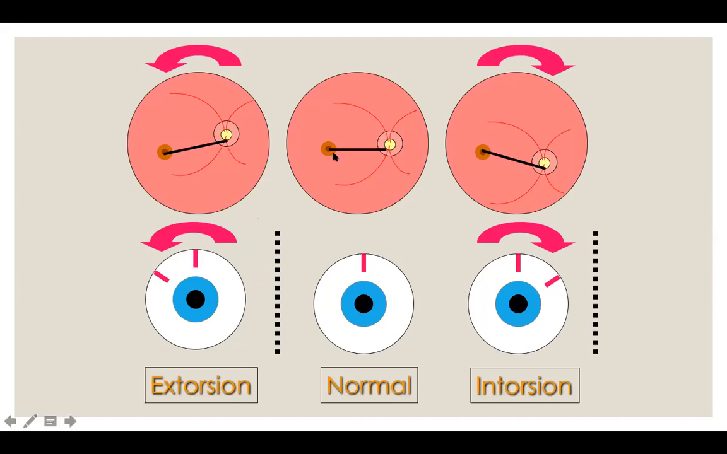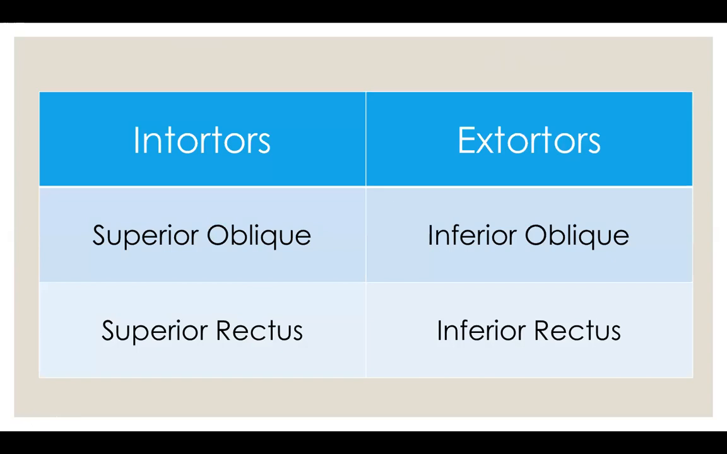Normally, the fovea lies at the junction of the upper two-thirds and the lower third of the disc, or at the level of the lower half of the optic disc. In extorsion, there is outwards rotation of the globe, so the fovea goes down. In intorsion, there is inwards rotation of the globe, so the fovea goes up. The intortors of the eye are the superiors, superior oblique and superior rectus. The extortors are the inferiors, inferior oblique and inferior rectus.